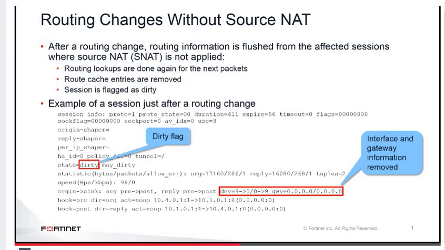This slide shows a sample of a session just after a routing change. The gateways in both directions change to 0.0.0.0/0 and the interfaces to 0, indicating that this information must be learned again. Additionally, the dirty flag is added.